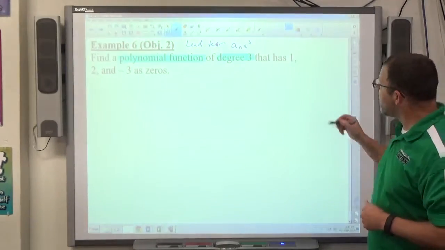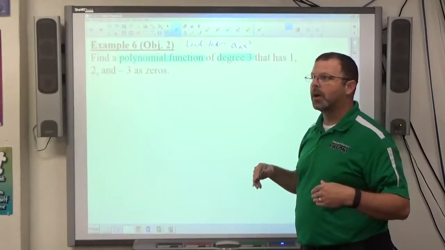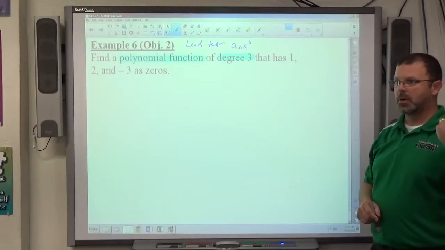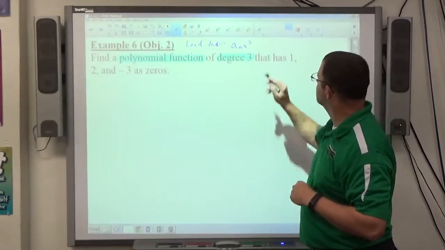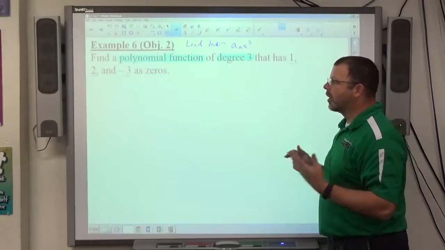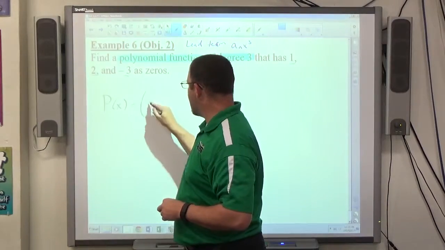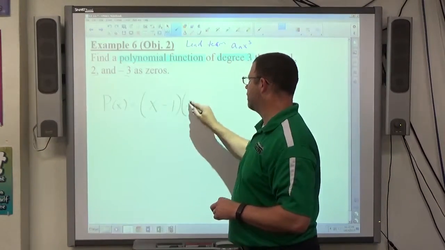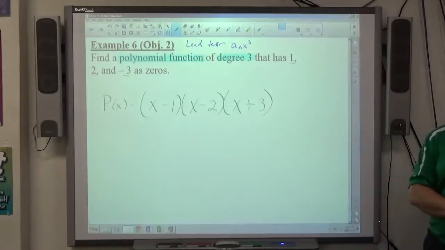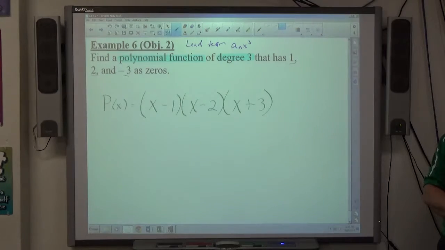So what we need in order to do this is we need to know all the zeros. If we know all the zeros, we can do it. And if it's a degree 3, we have to have at least 3 zeros. So 1, 2, negative 3, 3 zeros. And all you have to do to make a polynomial function is this. P of x equals x minus the first one times x minus the second one times x minus the third one. That's the polynomial function.